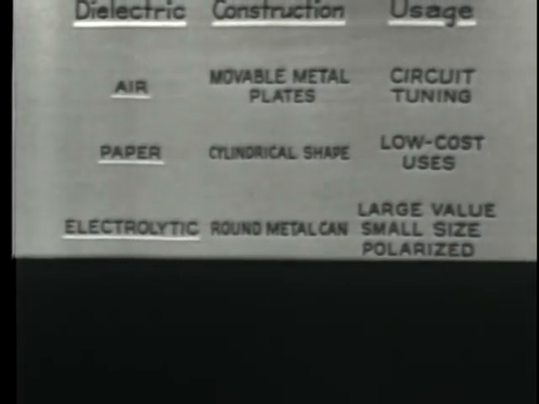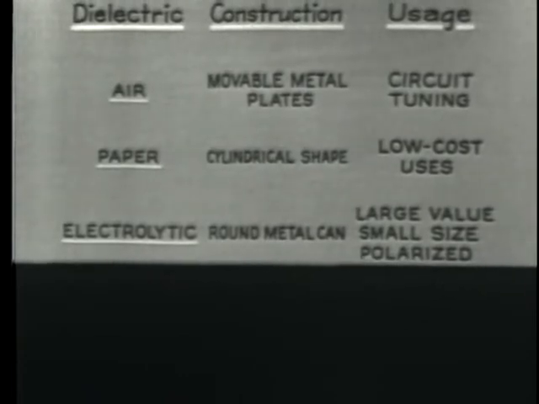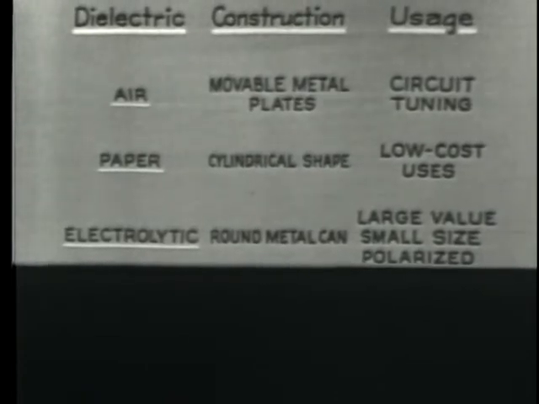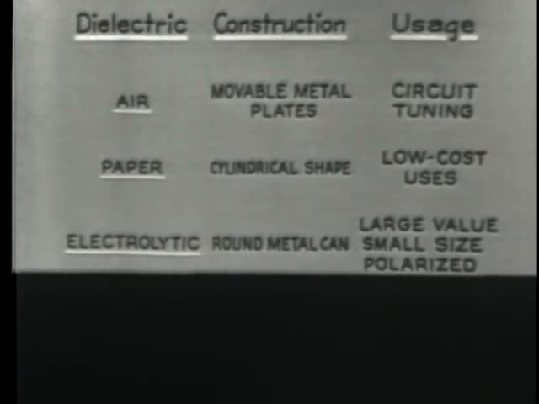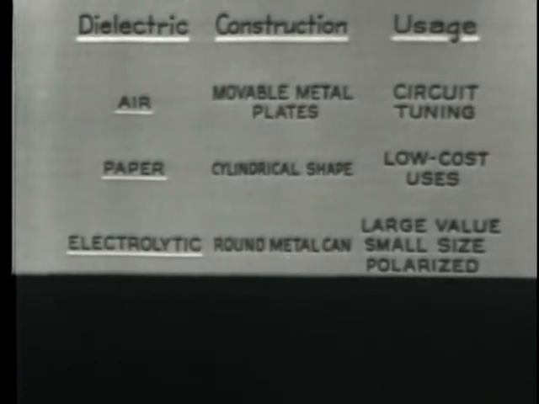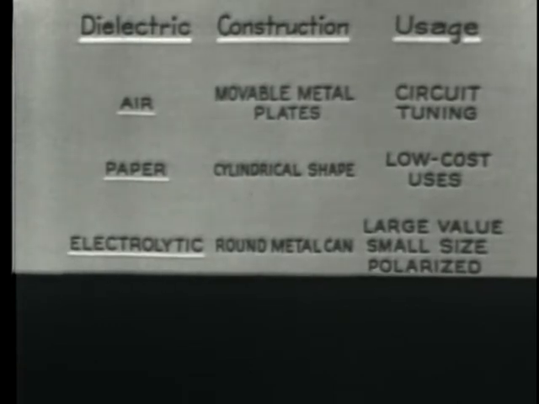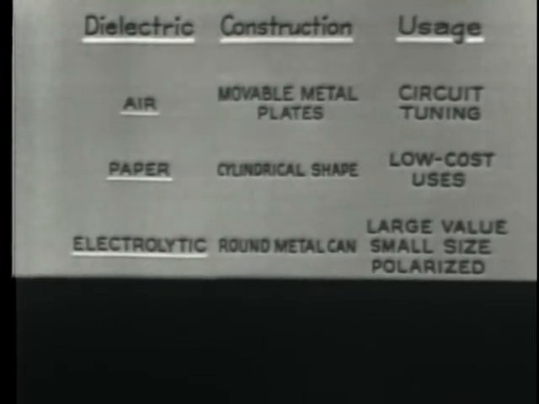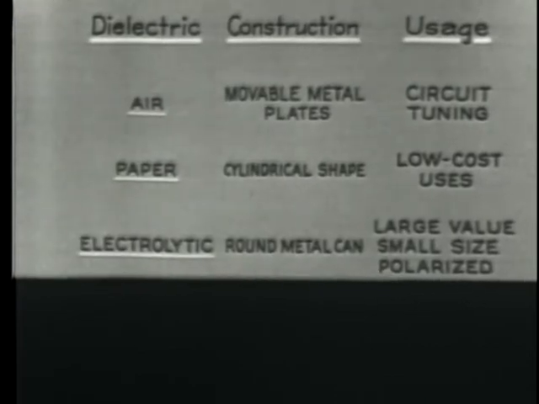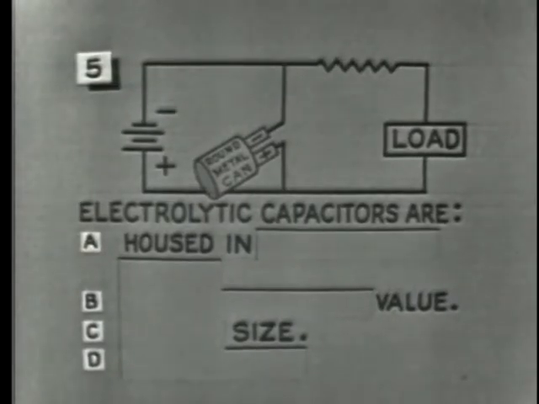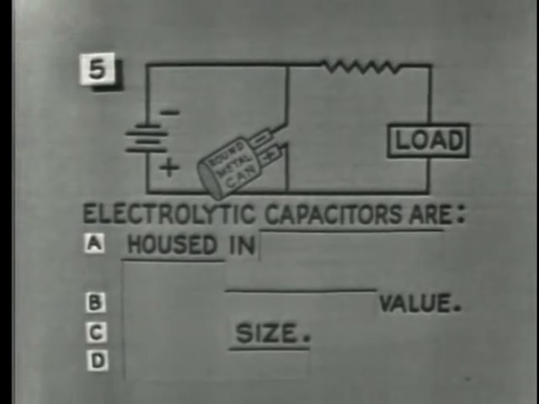Now we have covered 3 capacitors, the last being the electrolytic, which is housed in a round metal can and provides a large capacitance value and still is comparatively small in size. Remember, it is polarized and must be connected into the circuit properly. Now complete number 5 on your response sheet.